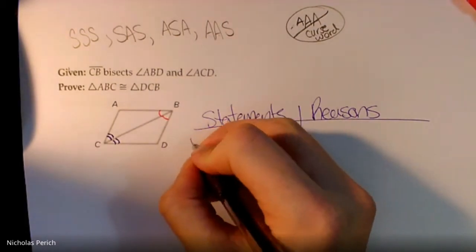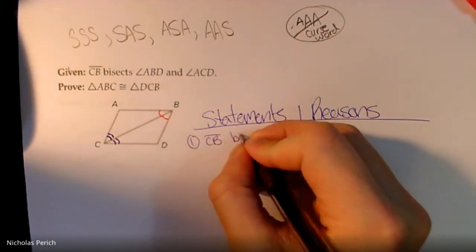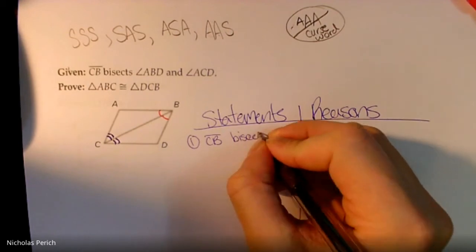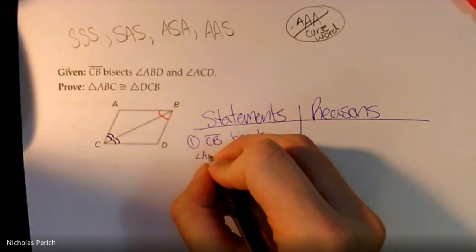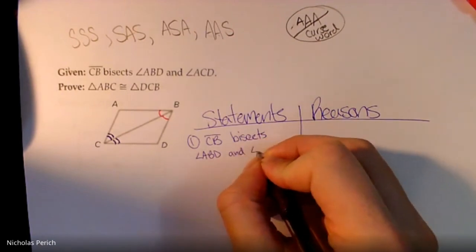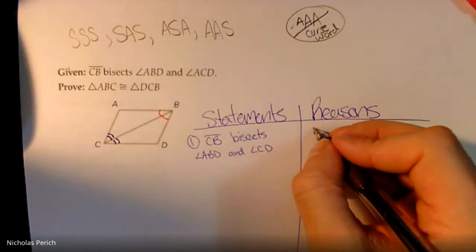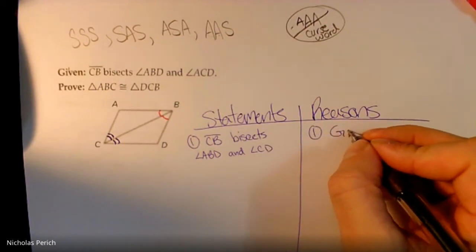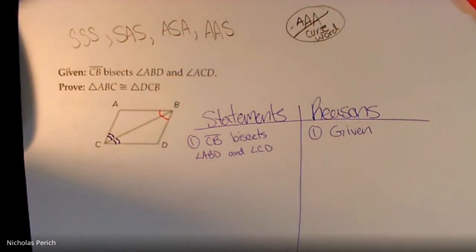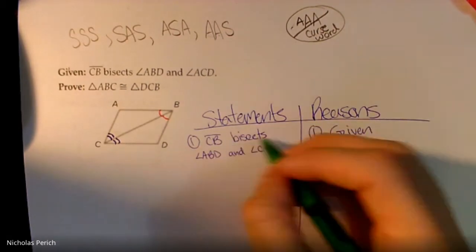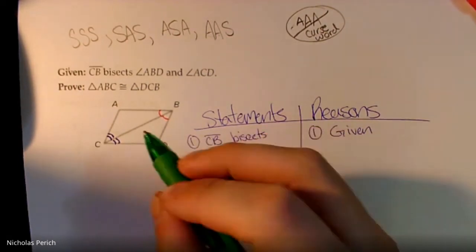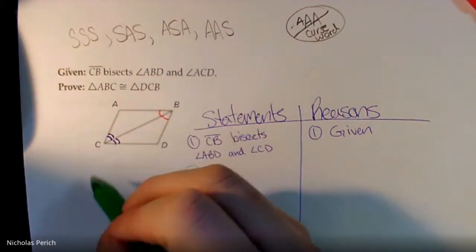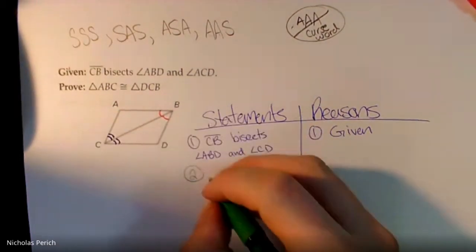My first statement, as always, CB bisects ABD and ACD. Make sure you're paying attention to the proof, because I'm going to bring back giving you proofs for asynchronous learning. Since we were able to say this, because of this, we were then able to say that ABC and DBC are congruent.